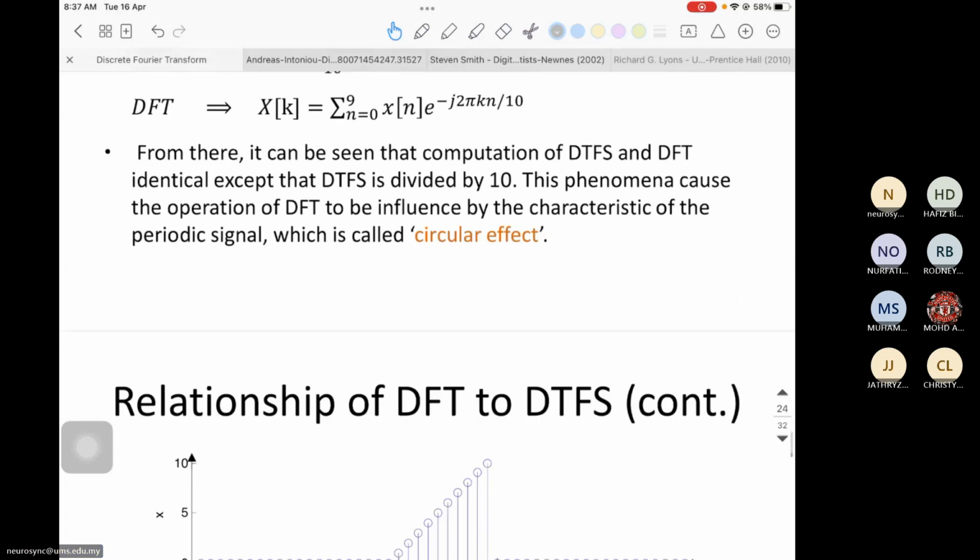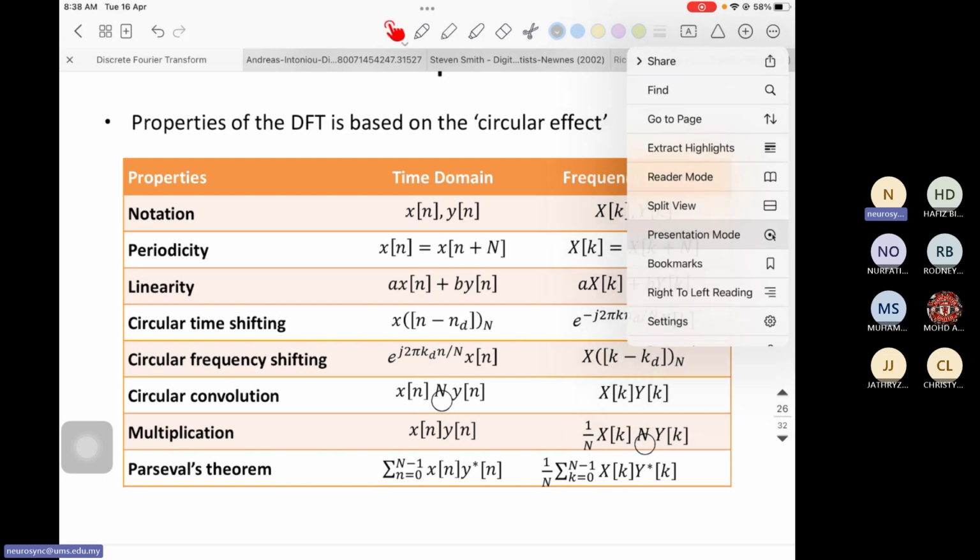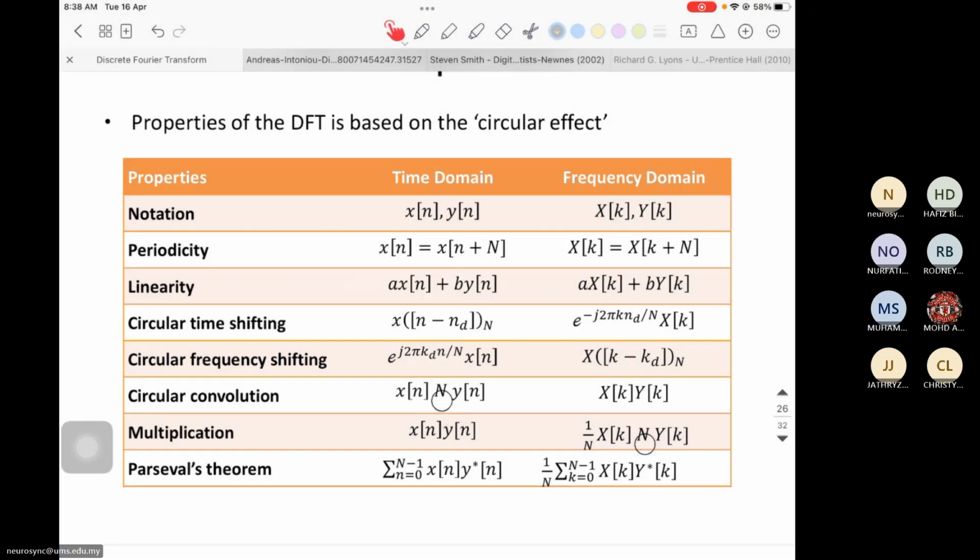We have also gone through the properties of the DFT. We have seen periodicity and linearity. Basically it is linear and periodic in nature. Then we have seen that DFT is based on the circular effect, or you can say the periodic effect, because you will get a periodic signal.